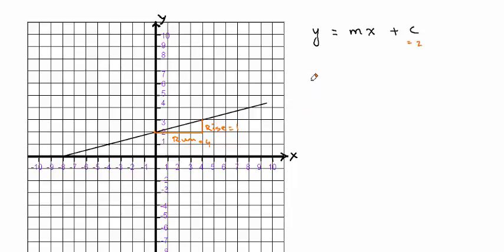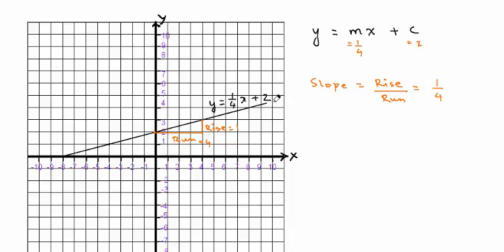And therefore, the slope, which is equal to rise over run, is equal to 1 over 4, or 1/4, and that's our m. So if we plug in 1/4 for m and 2 for c, the equation of this straight line is y is equal to 1/4 x plus 2.